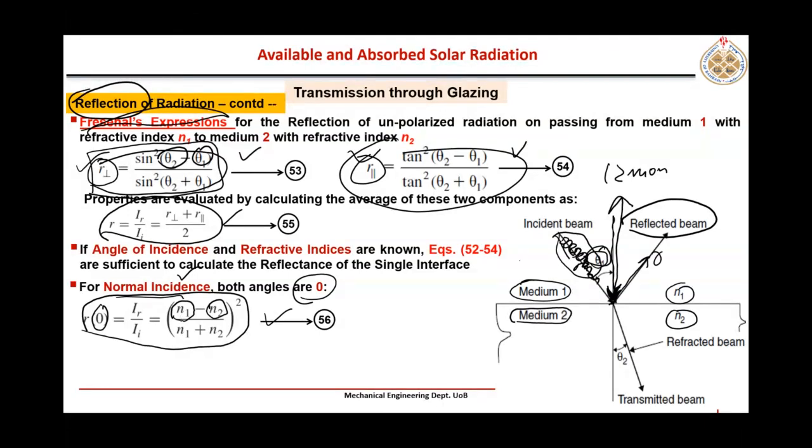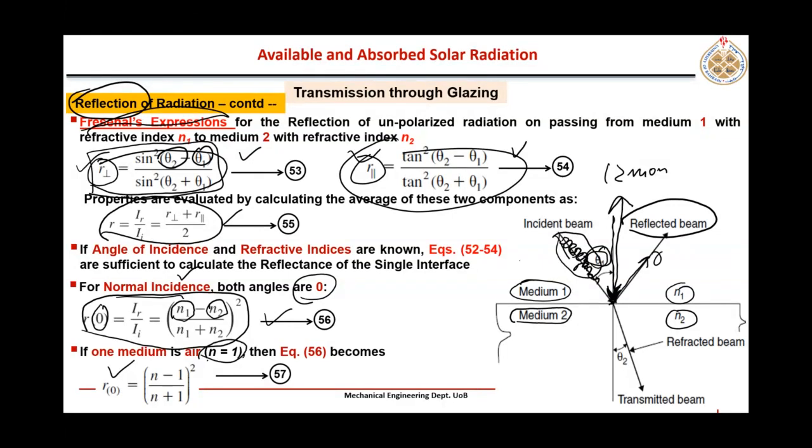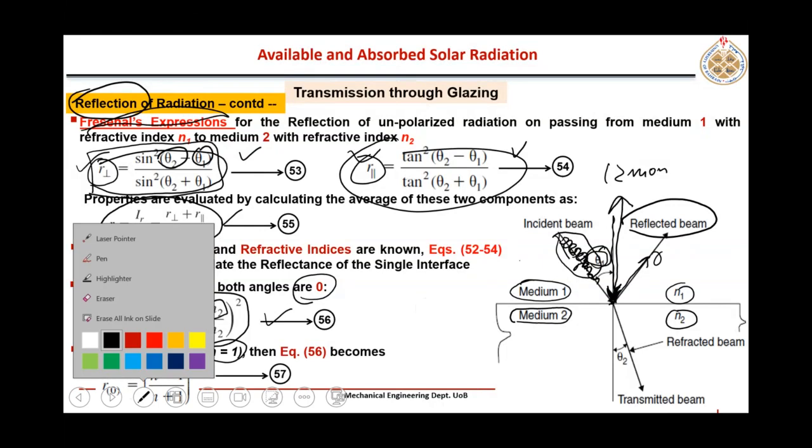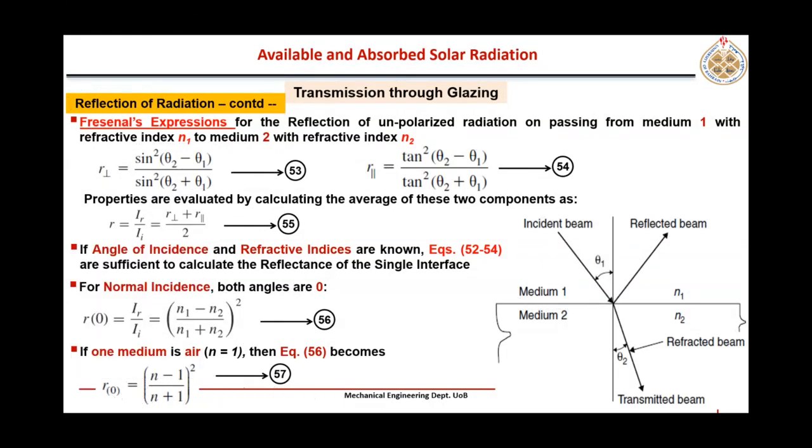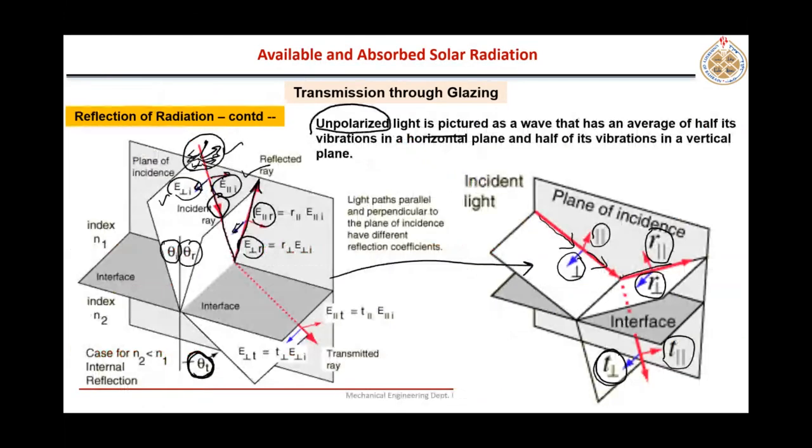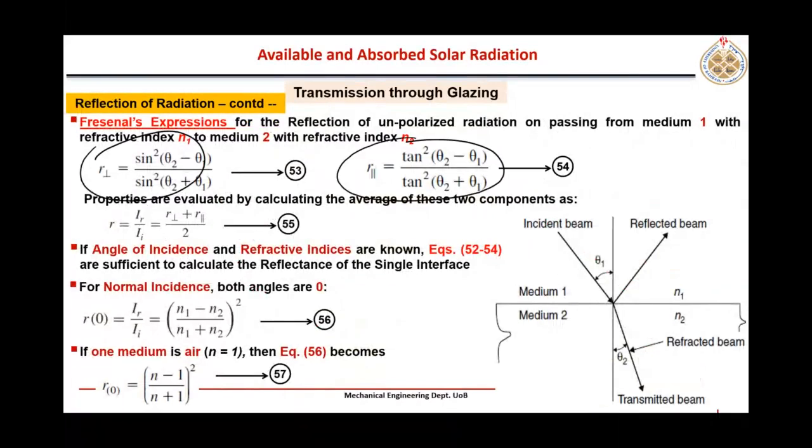And if one of the media is air, then the same equation gives the reflection. When the radiation is falling at 0 angle and one of the media is air, n is equal to 1. So this was just the explanation of the perpendicular and parallel parts, and here are the equations to calculate reflectance. Once we know the reflectance, then we can go further to find out the transmittance.